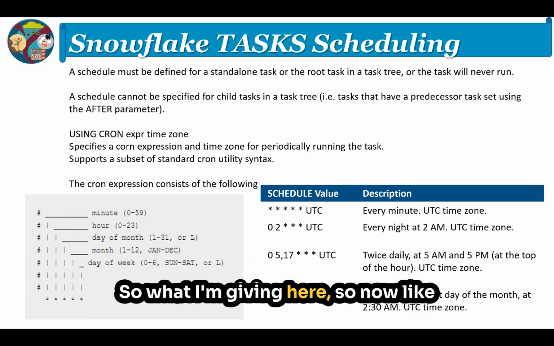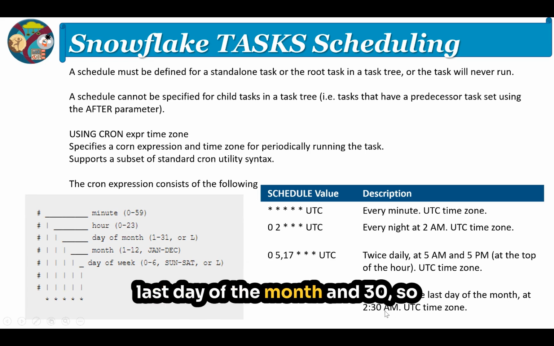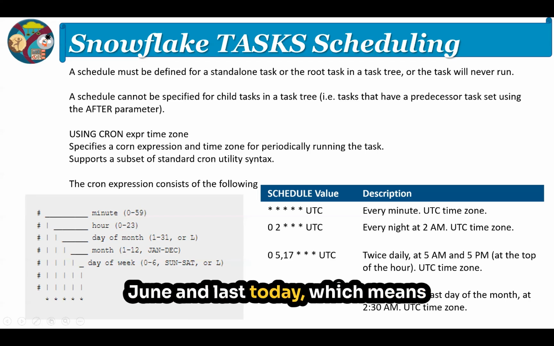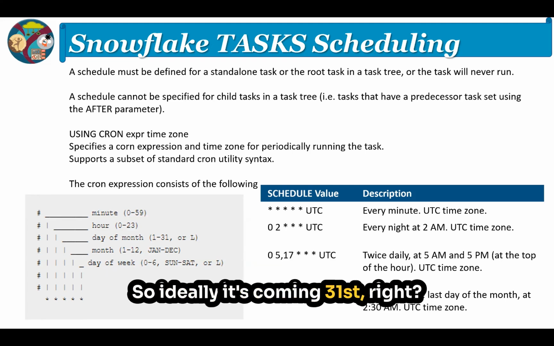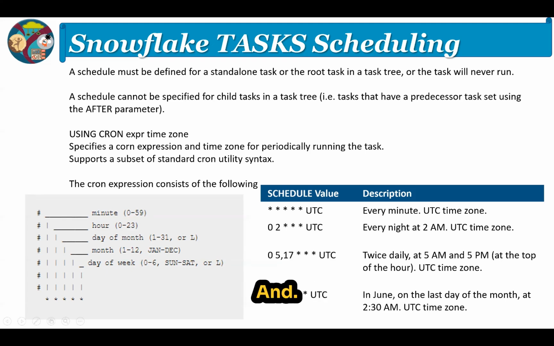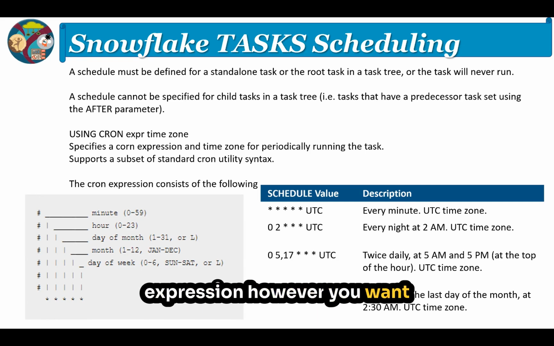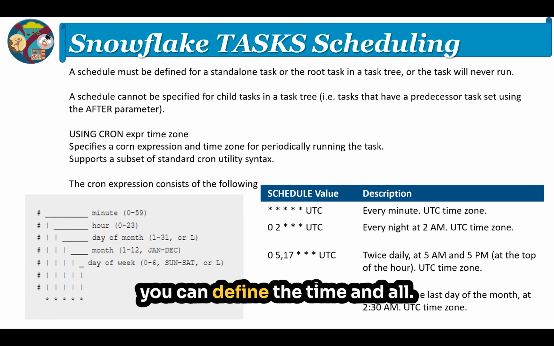So what am I giving here? The last day of the month and 2:30. The month is June and the last day, whatever it may be, the 30th or 31st. If it comes as the 31st, it will consider it as the 31st at 2:30. So this is the 5 stars. We will define this cron expression however you want based on your business use case. If you know these parameters, you can define the time and all.